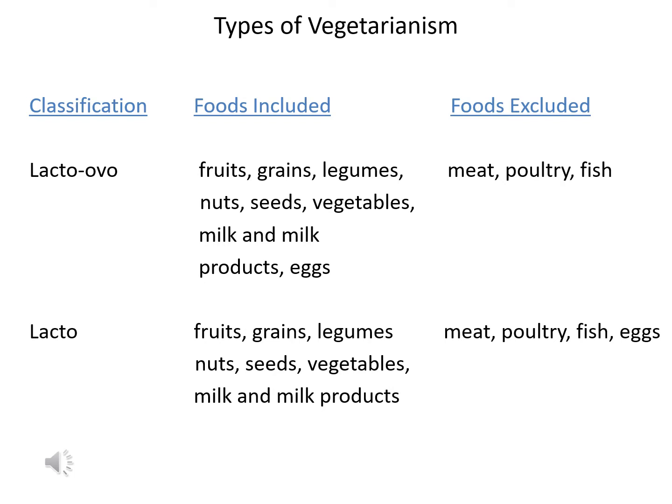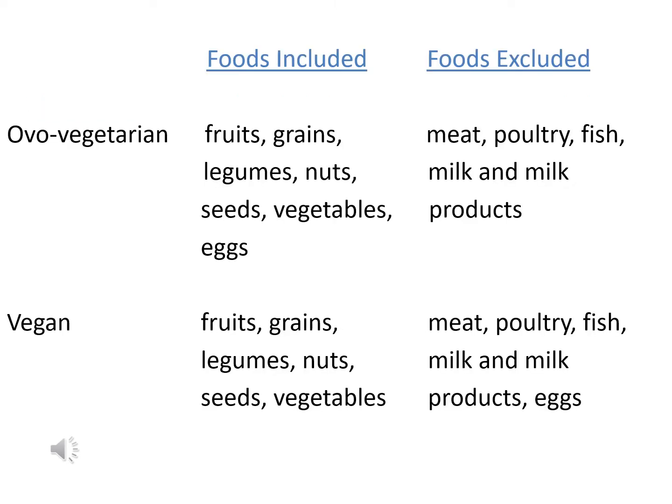There are those which are referred to as lacto-ovo vegetarians who exclude meat, poultry, and fish. However, they're still consuming some animal products in the form of milk and dairy as well as eggs. Then there are the lacto vegetarians who are excluding, again, meat, poultry, and fish, but also in addition are not eating eggs. They are, however, consuming the milk and the dairy group. Those who are classified as ovo vegetarians are excluding meat, poultry, fish, as well as milk and dairy products. However, they will consume eggs.